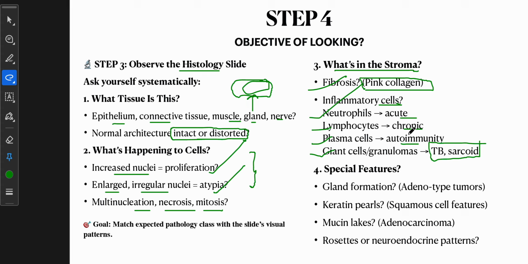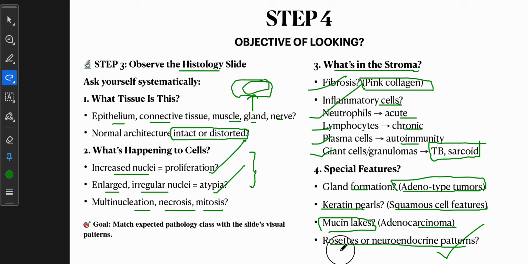What are the special features? Are there any special features in this histology slide? Is there any gland formation? If there is gland formation like lumen, it might be adenotype tumors. Are there keratin pearls? This might be a case of squamous cell features, right? Are there mucin lakes? It might be the case of adenocarcinoma. Are there rosettes or neuroendocrine patterns? They specify like Flexner-Wintersteiner rosettes or Homer Wright rosettes. There are different features in different diseases, like you can remember like that.